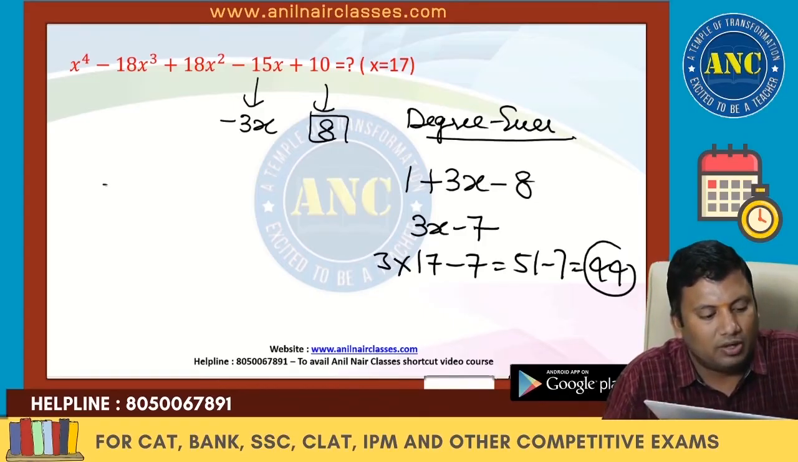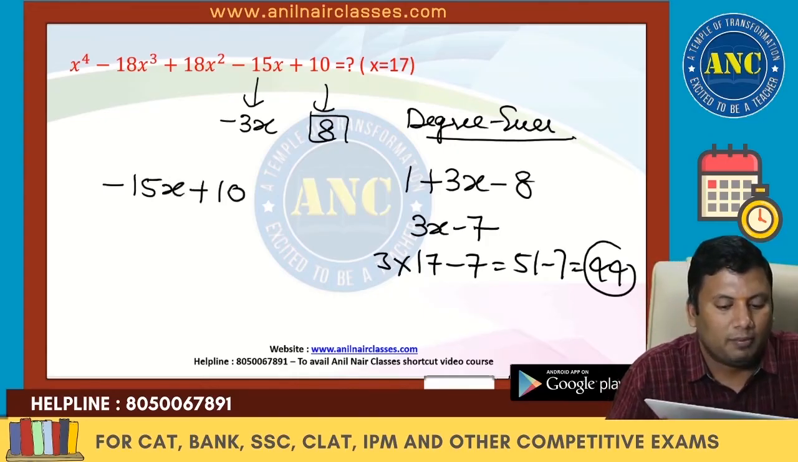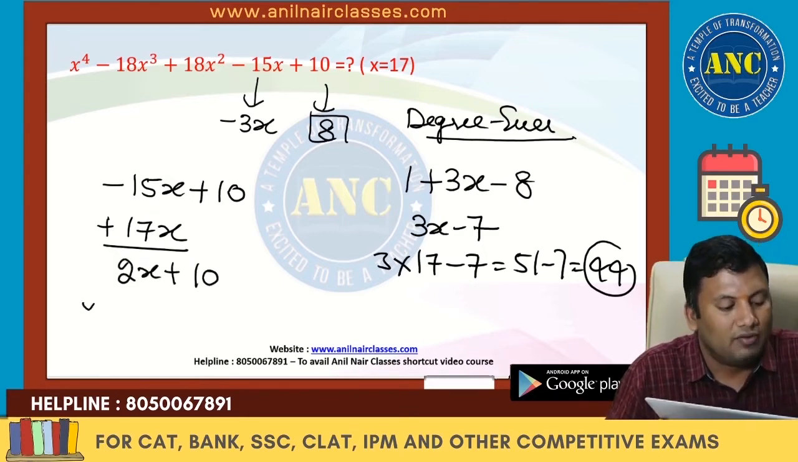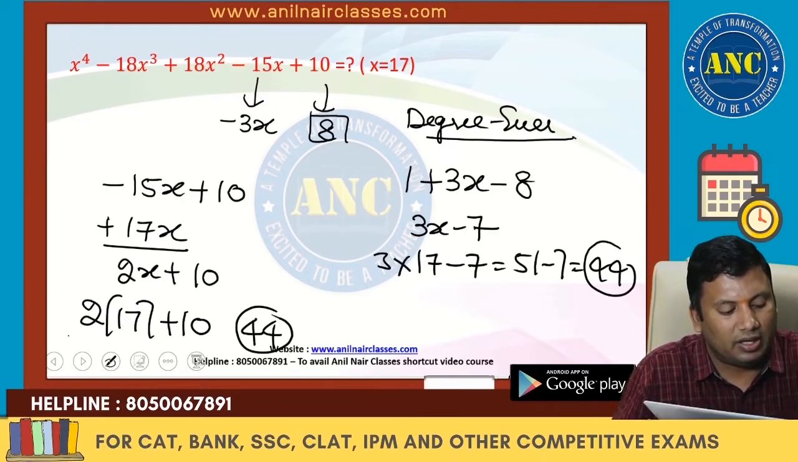Let us see by using the last two terms. Minus 15x plus 10. Minus means this is nothing but plus 17x. Which is 2x plus 10. Which is 2 into 17 plus 10. 34 plus 10. The answer is nothing but 40.